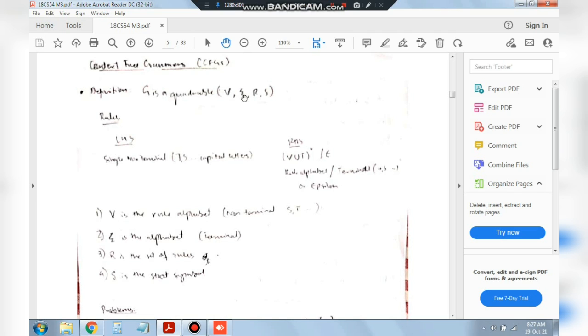Sigma is the set of alphabets which we have already discussed in the previous module, R is the rule, and S is the starting symbol. One rule which we need to follow in a context-free grammar is that the LHS should have capital letters, and the RHS can have either small letters or capital letters or epsilon. But on the left, only a capital letter should be there.